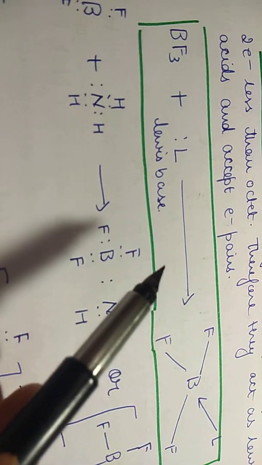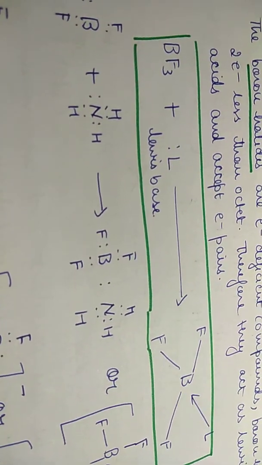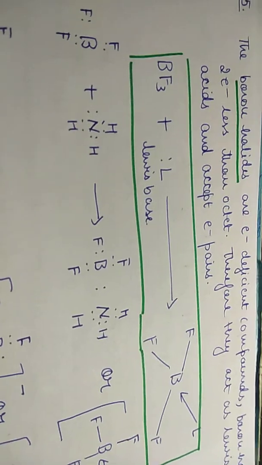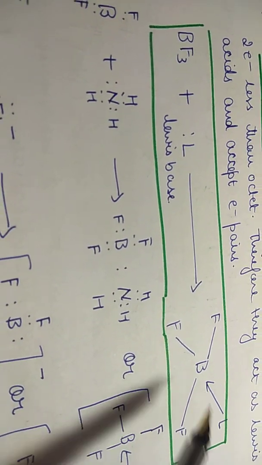So in boron trifluoride also, the octet is not complete. One of the orbitals of boron is empty. So BF3 combines very easily with Lewis bases, and Lewis bases can donate electrons.